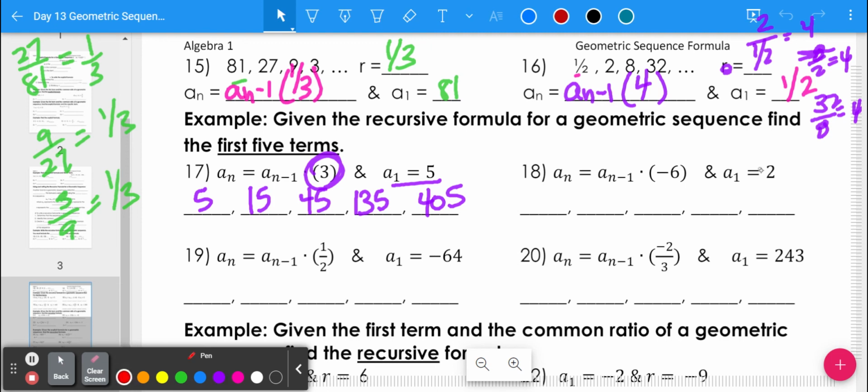For number 18, my first term is 2. And I know that I'm multiplying everything by negative 6. So negative 12, positive 72. Remember, my R value is negative, so my sign should be alternating. Negative 432. And 2,592.